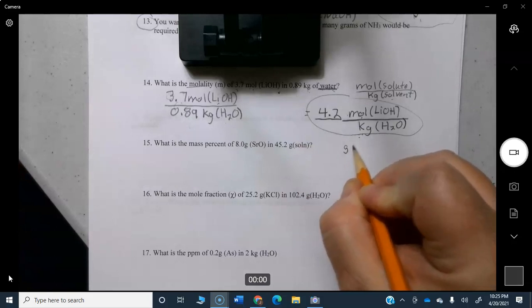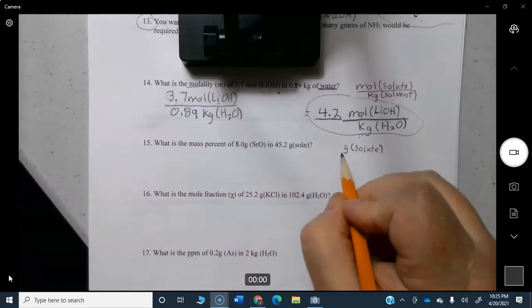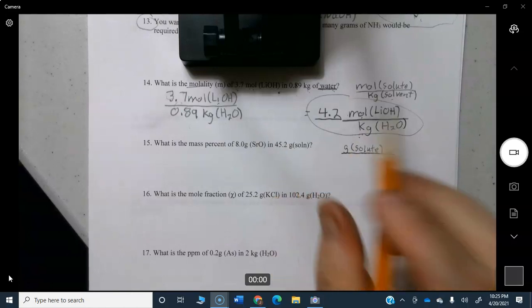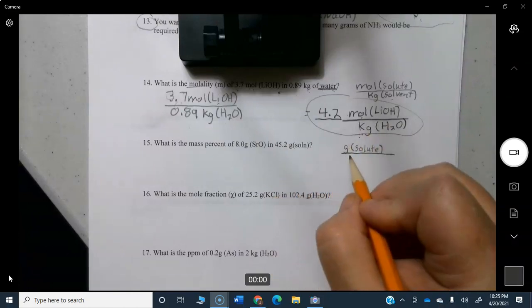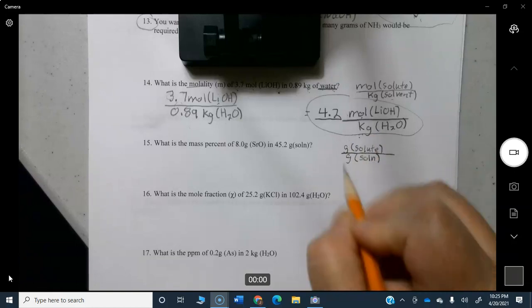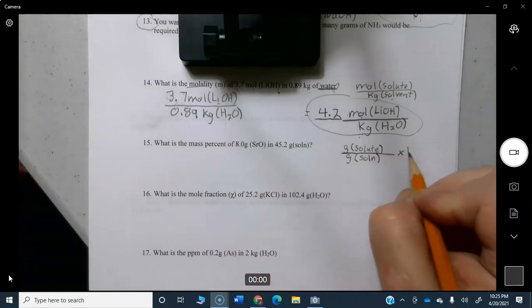It's grams of solute, particularly of the solute you're interested in. There may be more than one, but in these problems I'm just giving you one. And then it's over grams of solution, that's the solute plus the solvent together, the total mass of the entire solution in grams, in other words, times 100%.